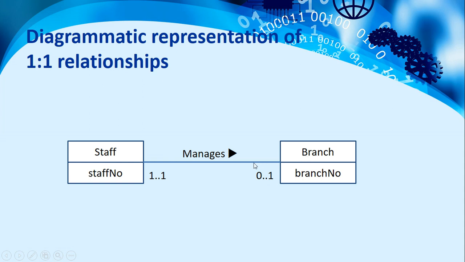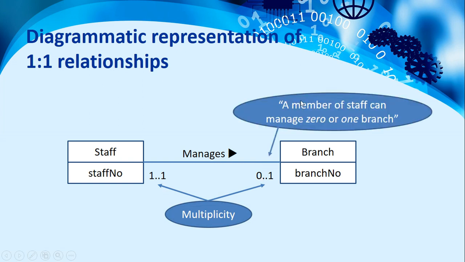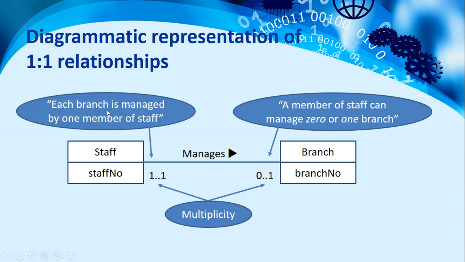So okay, ito pala yung mga multiplicities, and ayan, ito yung ibig kong sabihin kanina. So a member of staff can manage 0 or 1 branch. Okay? So to represent that a branch always has 1 manager, we place yung kanina, yung 1..1 beside katabi sa staff na entity. So each branch is managed by 1 member of staff.